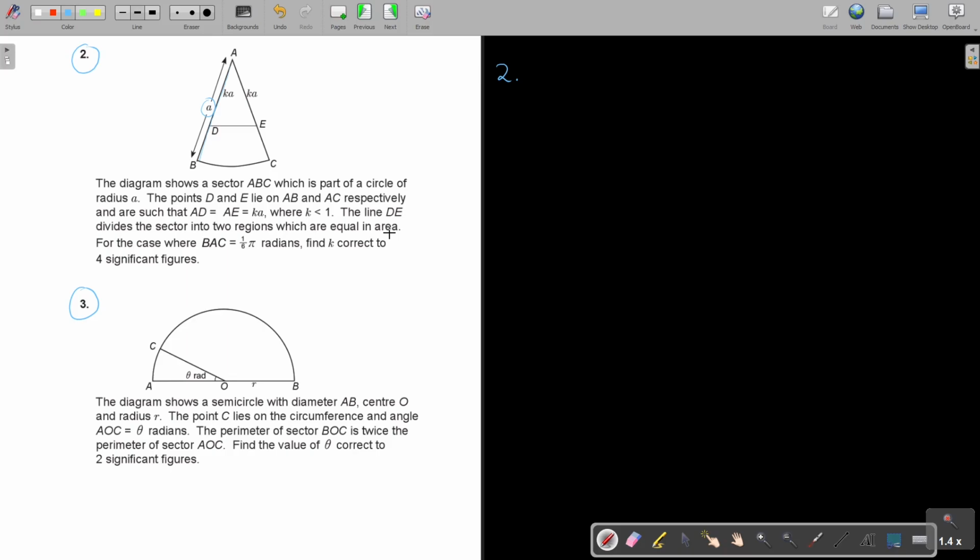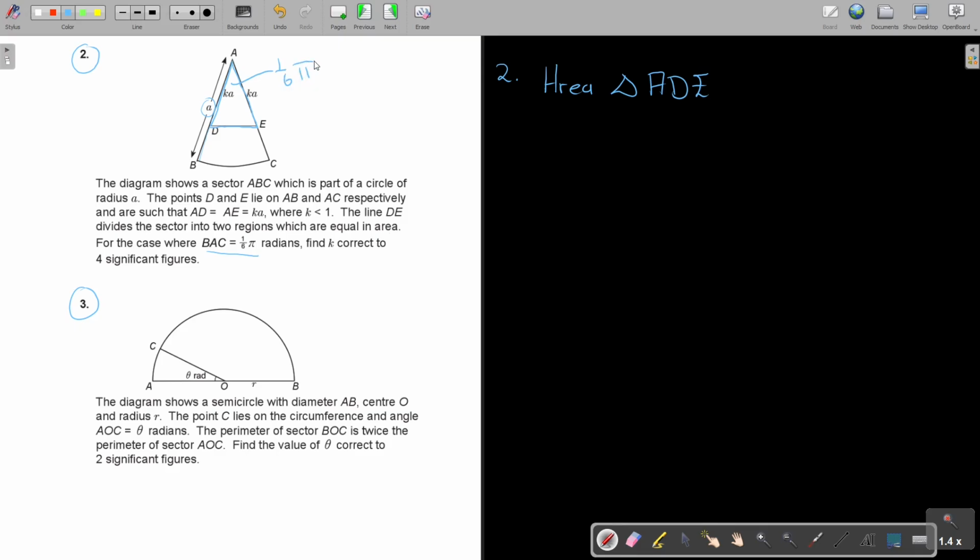Okay, so we will work in terms of A, but at the end we will find that value of K. So let's start. As I go on, I will highlight still a few things. So first, let's find the area of triangle ADE. It's just a triangle. So don't forget, angle BAC is 1 over 6 pi.